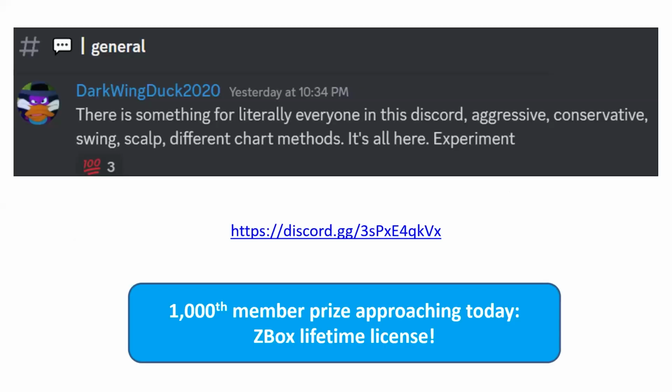And here's something interesting that Darkwing Duck, that's his handle, said yesterday. I know his first name and last name for more than 15 months because he's been a client and a very great guy helping us. He said, there is something for literally everyone in this Discord. Aggressive, conservative, swing, scalp, different chart methods, it's all here. So for you to experiment, we'll guide you one item at a time so that you are not overwhelmed. The Discord link is here, and I will also post that on the chat in just a minute.